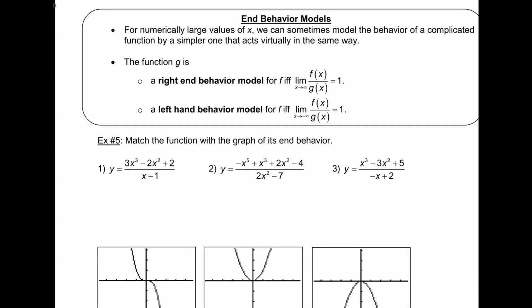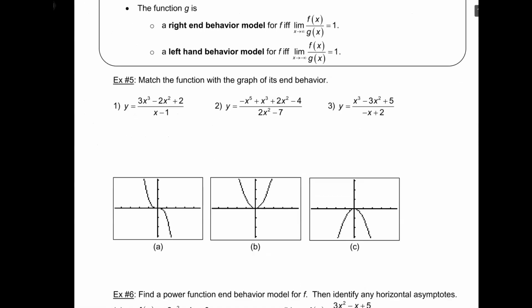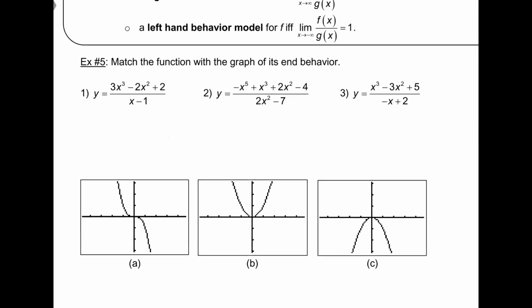So, end behavior. For big numbers of x, we can model the behavior of a complicated function by using a simpler one. So this is also the leading term test: looking at the biggest exponent on top and the biggest exponent on bottom. Which one does this correspond to? If I have a bigger exponent on top than on bottom, this means I'm going to infinity in both directions. So this corresponds to letter B.